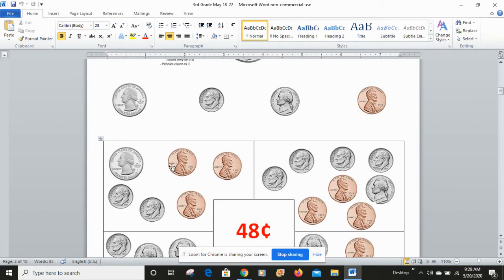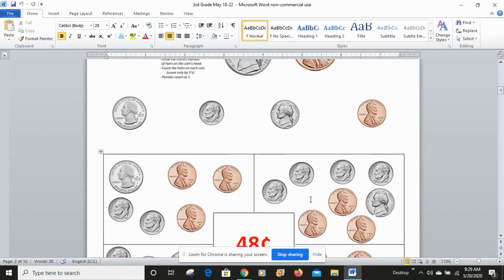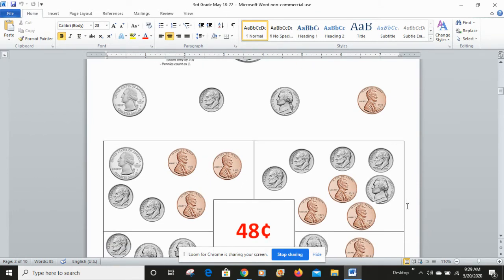I use 2 dimes and 3 pennies. Let's count that up and see if it works. So 5, 10, 15, 20, 25, 30, 35, 40, 45, 46, 47, 48. So counting those hairs on the coin's head works to get me this total.